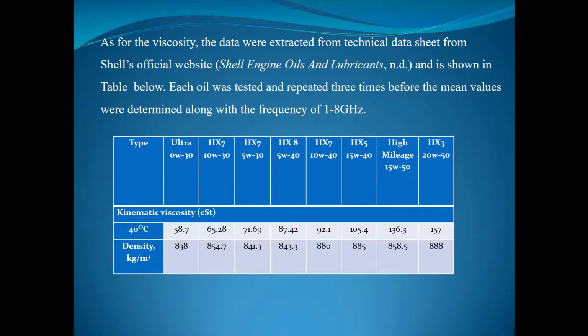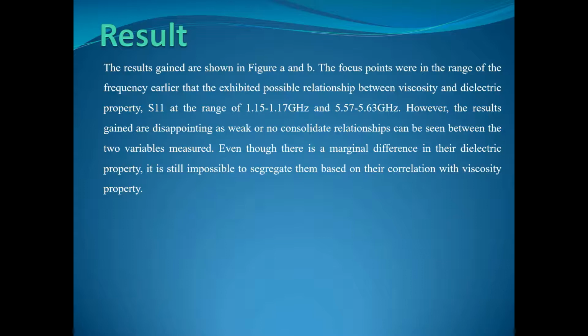For our experiment, we only use Shell engine oils. As for the viscosity, the data were extracted from the technical data sheet from the Shell official website. Each engine oil was tested and repeated 3 times before the mean value was determined, over a frequency of 1 to 8 GHz. This figure shows a few types of engine oil and their kinematic viscosity at different temperatures. The results gained are shown in figures A and B.